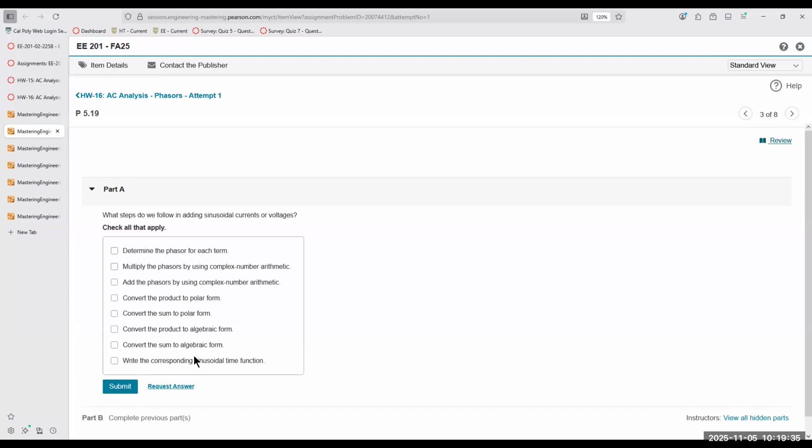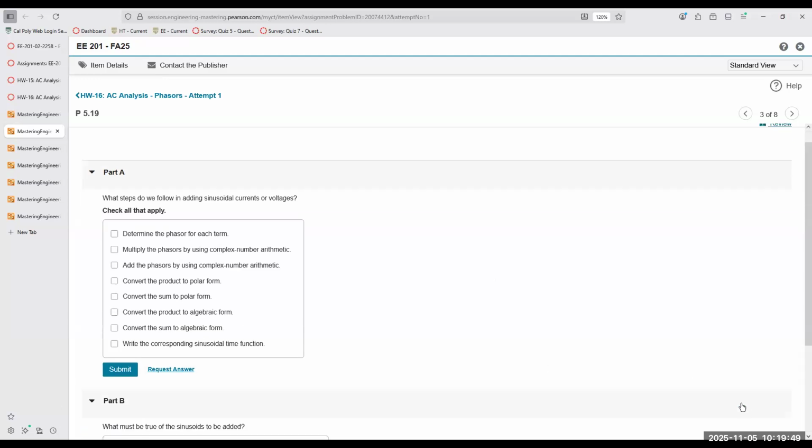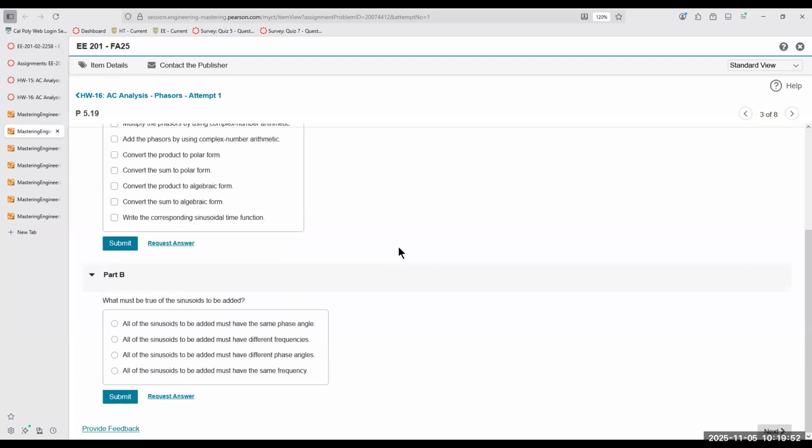So here are just the steps listed. This is kind of self-guided, but if anyone has any questions, I'd be happy to clarify. Okay. What must be true of sinusoids in order for them to be added or subtracted? Anyone know the answer to this? It's a fundamental question.